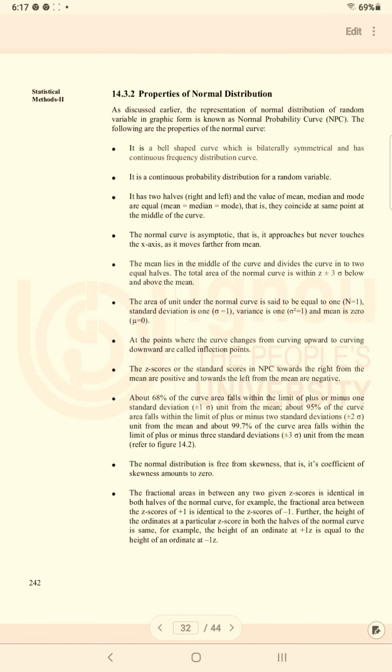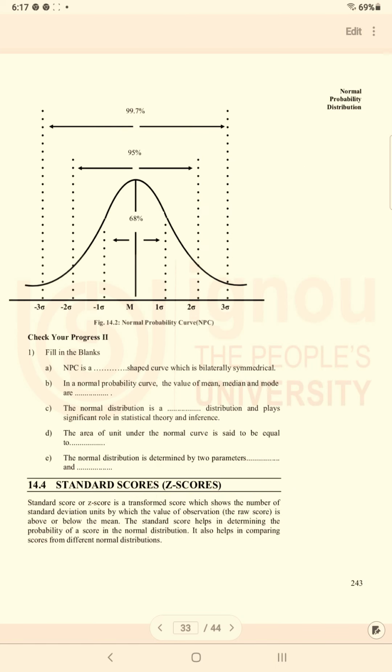Normal probability curve, NPC. Figure 14.2.